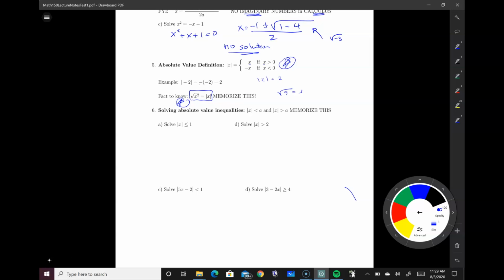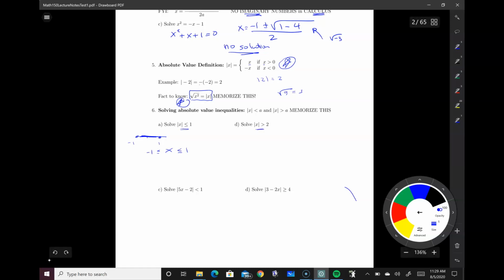All right, let's go solve these absolute value inequalities. So this means the distance from the origin is smaller than or equal to 1. Let me just get a picture going here. So it's between here. So the way we say that in a math statement is x less than or equal to 1 or greater than or equal to -1.